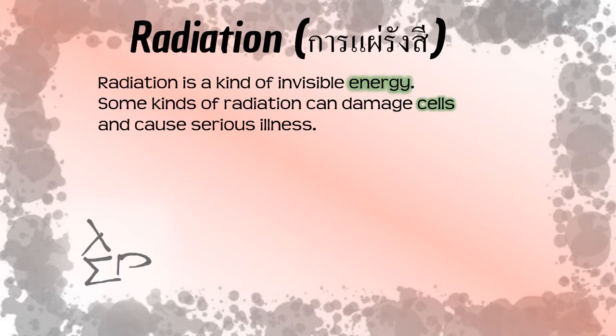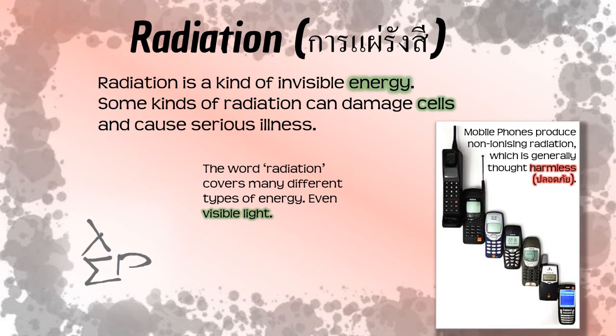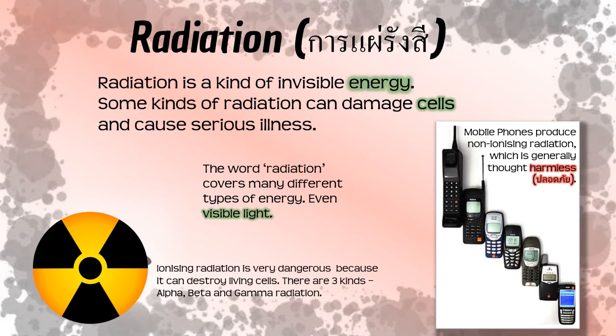Radiation. Radiation is a kind of invisible energy. Some kinds of radiation are harmless and even very useful, like the radio waves we use to communicate, or even the light we use to see. But some kinds of radiation are very damaging and can cause serious illness. All radiation is part of the electromagnetic spectrum, and what changes is the amount of energy.